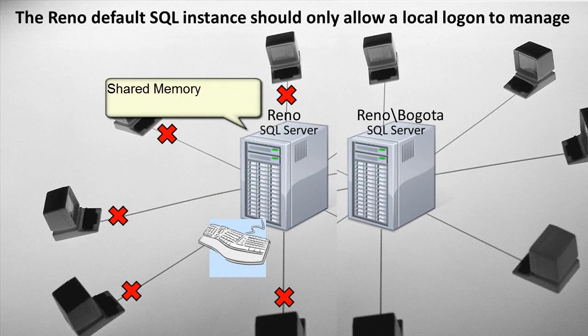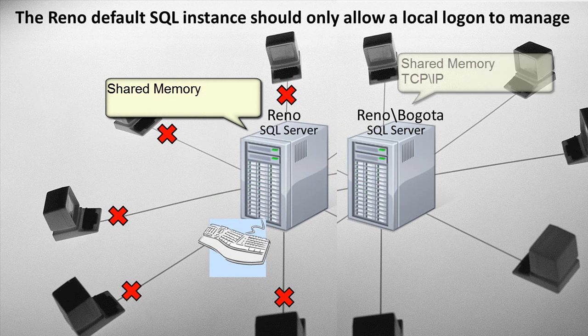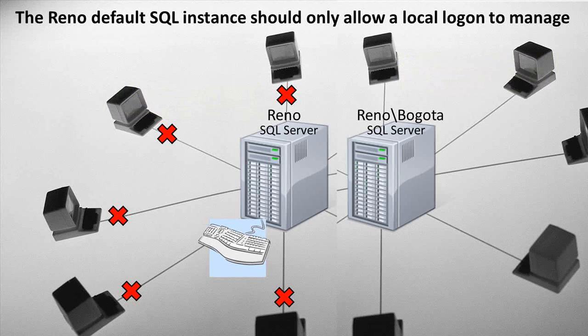So we want to make it so that Reno has only the shared memory connection enabled and no other networking library protocols. And we'll make sure the Bogota named instance will have shared memory and TCP/IP enabled so they will continue to take client connections over the network.